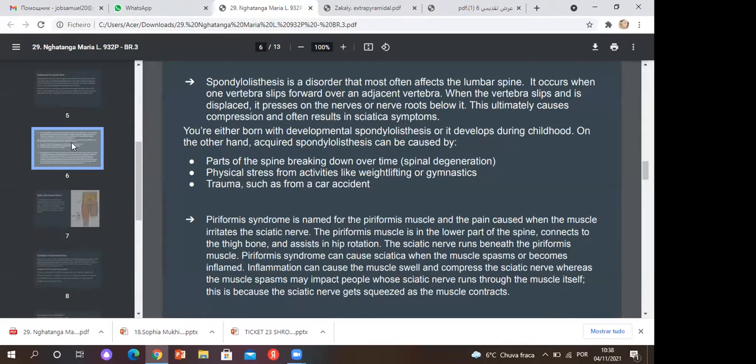The sciatic nerve runs beneath the piriformis muscle, and piriformis syndrome can cause sciatica when the muscle spasms or becomes inflamed. Inflammation can cause the muscle to swell and compress the sciatic nerve, whereas the muscle spasms may impact people whose sciatic nerve runs through the muscle itself. This is because the sciatic nerve gets squeezed as the muscle contracts.